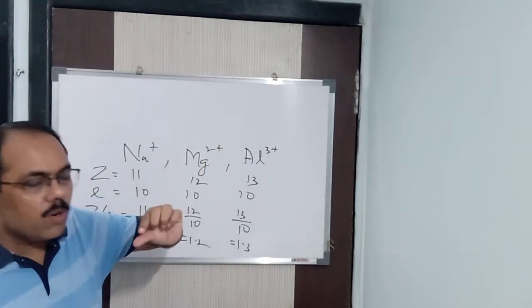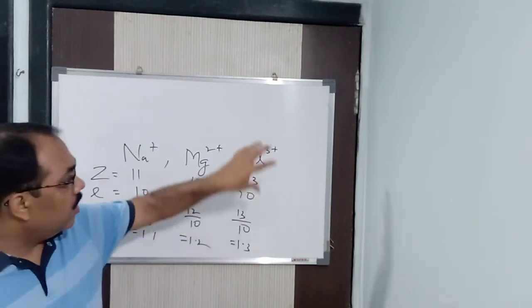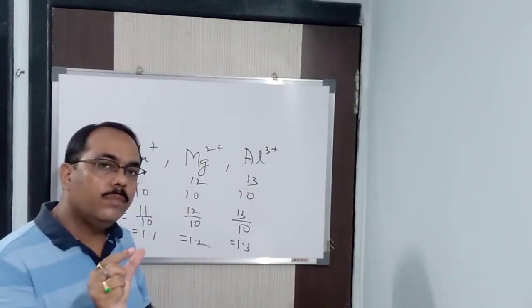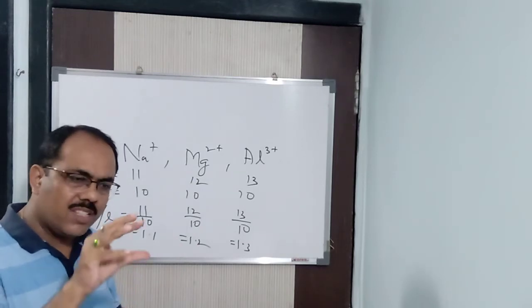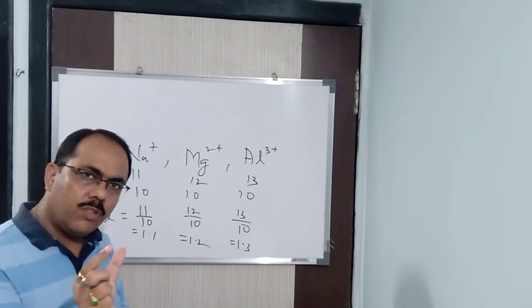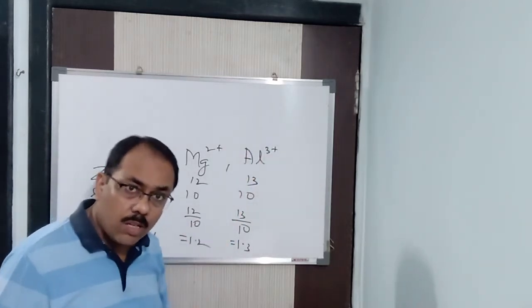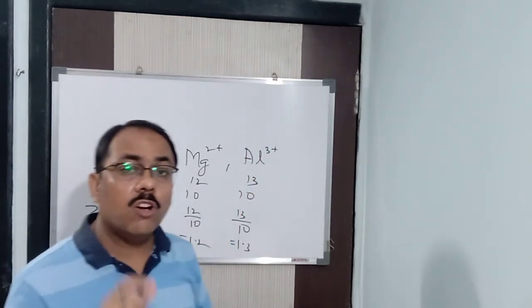So if it is the smallest, now see here, when the ion is smallest, the bond length will also be smaller, because the size of the ion is small. So the bond length between the positively charged ion and the negatively charged ion will also be smaller. So when the bond length is small, it is a strong bond.